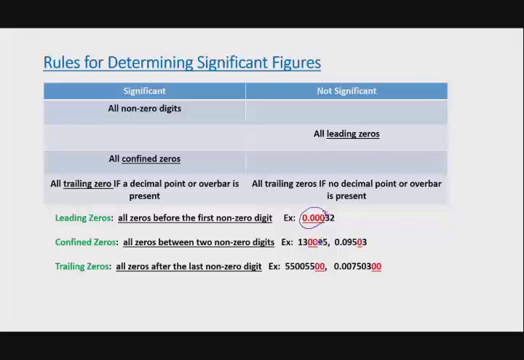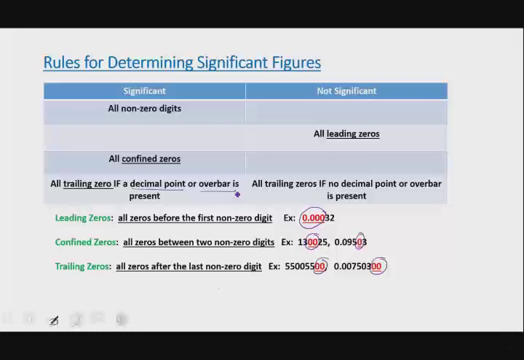Confined zeros are those zeros that are sandwiched between two non-zero digits, and confined zeros are always considered to be significant figures. Trailing zeros are the zeros that follow the last non-zero digit in a number, and trailing zeros are significant figures only if there is a decimal point somewhere in the number or an overbar above that trailing zero. If neither exists, then the trailing zeros are not significant figures.